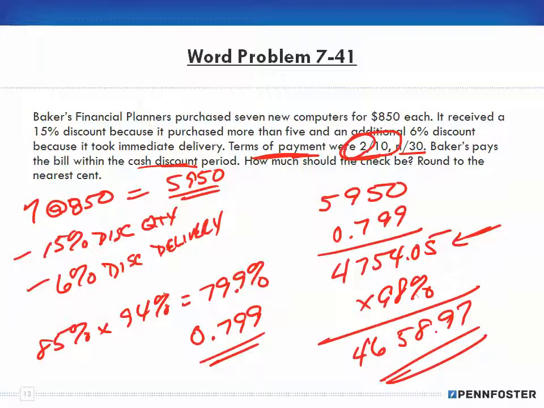And of course, if we want to know what the total amount of the discount is, we can take the 4,754.05 and subtract the 4,658.97, and the difference between the two is how much the actual discount amount was. Okay. All right, so with that said, I'm going to move on in the next video with the next problem.